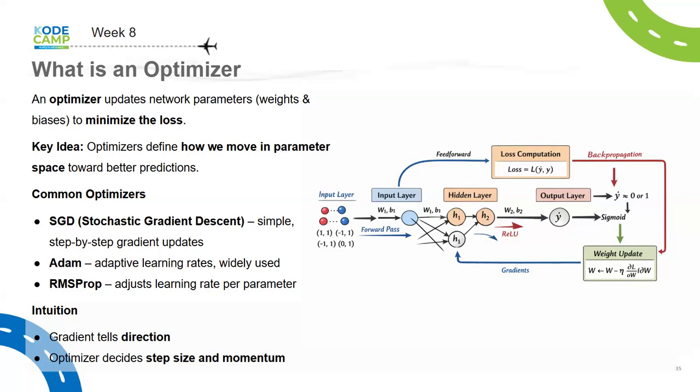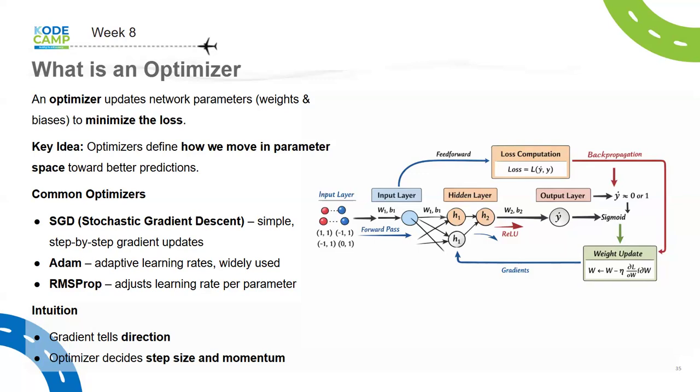Then you have Adam. Adam is basically stochastic gradient descent with adaptive momentum, right? That's what Adam means. RMSprop also comes from it. RMSprop is an optimization algorithm that adjusts the learning rate, so each parameter has its own learning rate. We'll talk about all of that in detail.